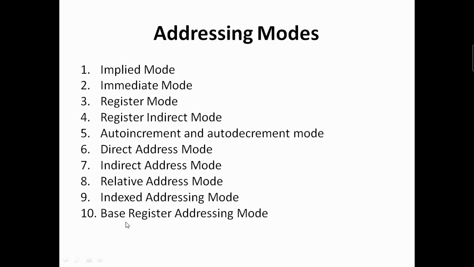And the 10th one, the last one, is base register addressing mode. Again, here in the computer there will be a base register, a register which contains the base address, and the contents of that register will be added to the address of the instruction. So the contents of this base register will be added to the instruction address to get the effective address.